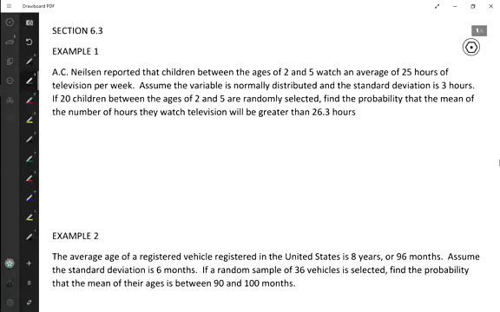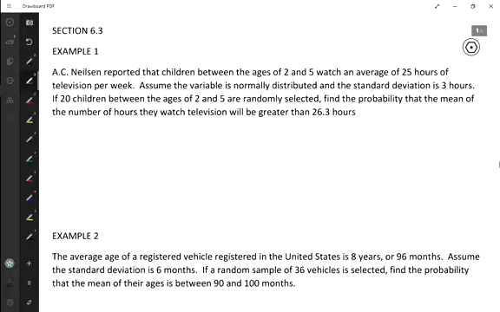Hopefully you've noticed in the previous sections we've been answering questions such as, if I randomly select one family or one person or one item, what's the probability that it's less than this or greater than this or between these two values? The central limit theorem does not deal with selecting one individual from a population. It deals with selecting a sample from a population. Okay, so let's read this example 1 to illustrate what that means.